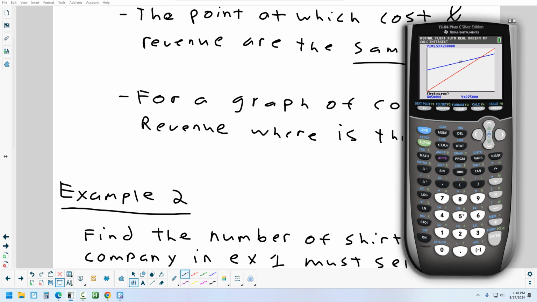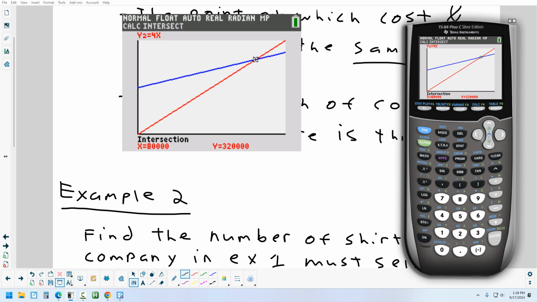And then it just asks you to pick a point on each graph. Guess doesn't matter. And there you go. Thank you. So how many shirts do we have to make to break even? Yeah, 80,000. If we make 80,000 shirts, it's going to cost us $320,000 to do it. And if we make 80,000 shirts, we're going to make $320,000. So the cost and the revenue are exactly the same.